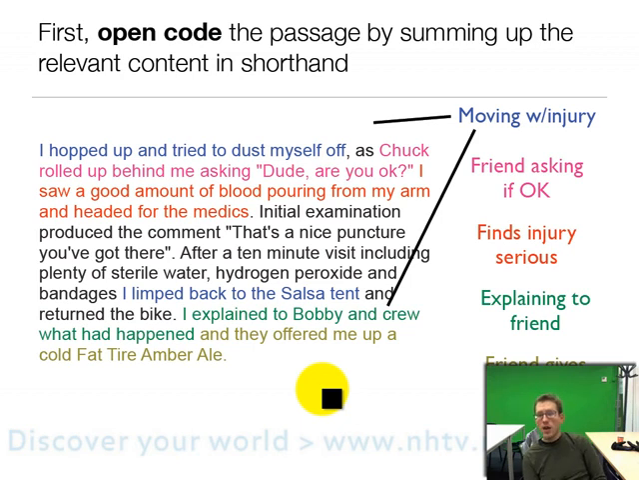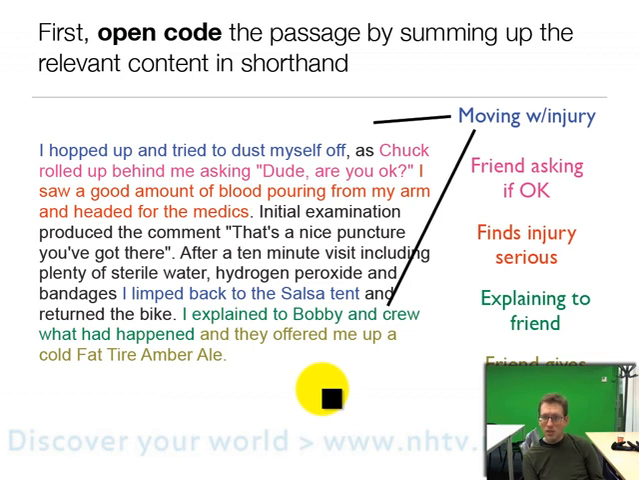I called that finds injury serious. Then the next couple of sentences I didn't find particularly interesting, but I notice he mentions I limped back to the salsa tent, and that looks to me again like moving with injury. Then he returned the bike. I explained to Bobby and the crew what had happened. So he's explaining to a friend, and they offered me up a cold Fat Tire amber ale. So, friend gives him a beer. That's the end of the passage.